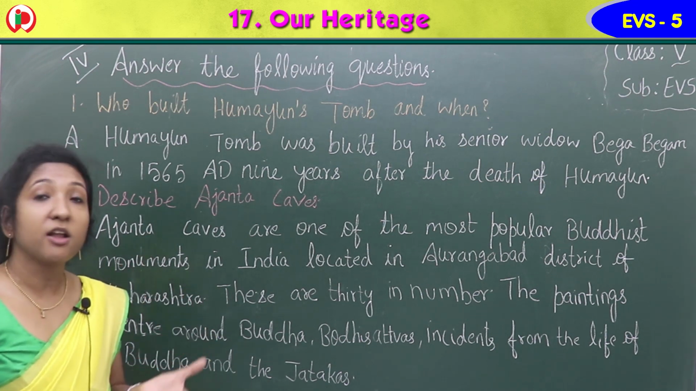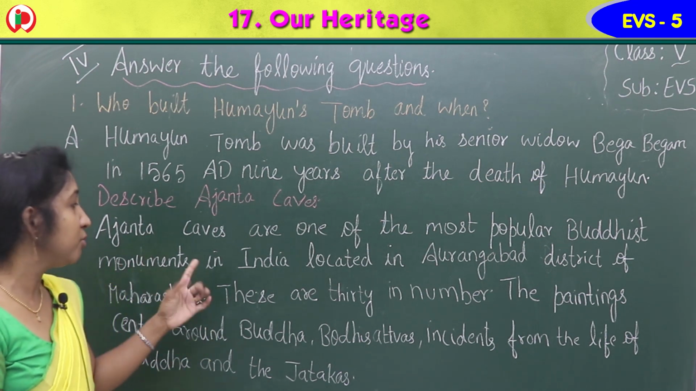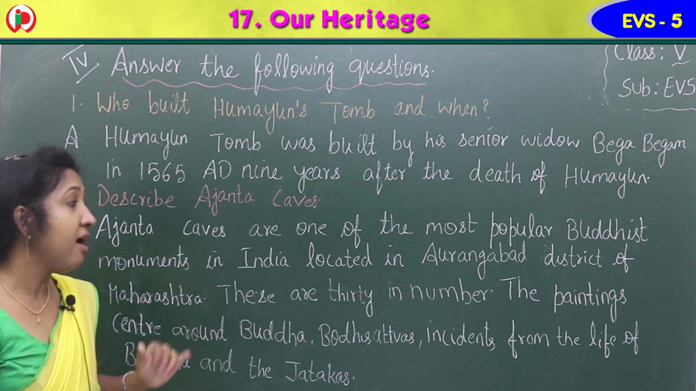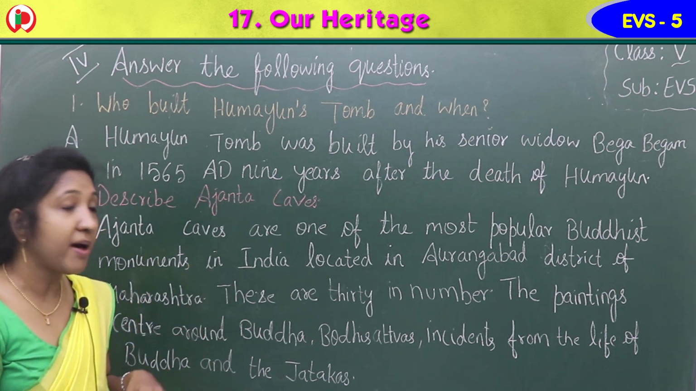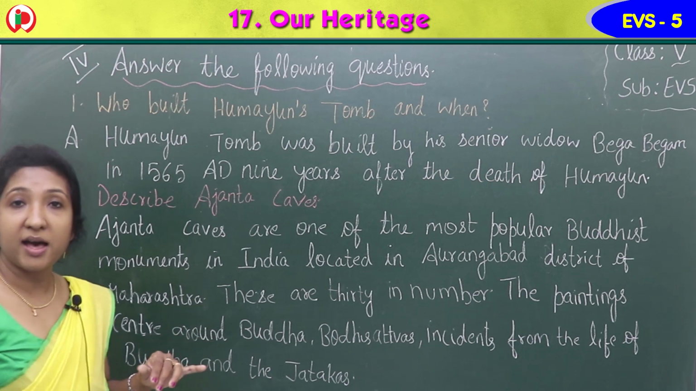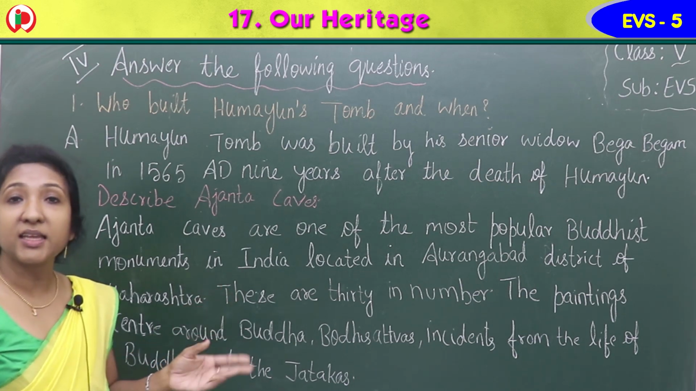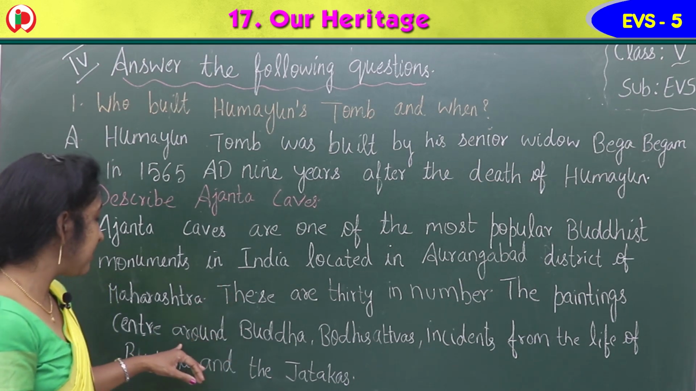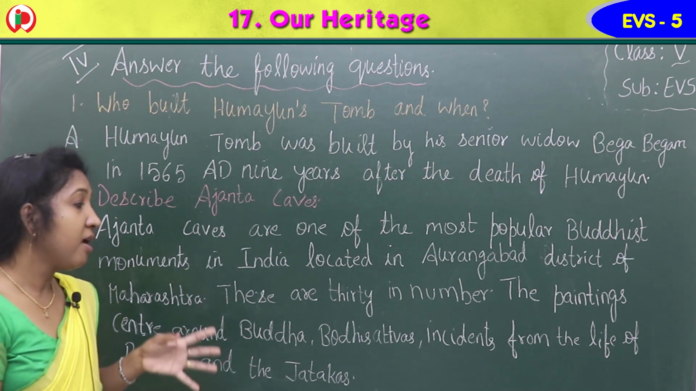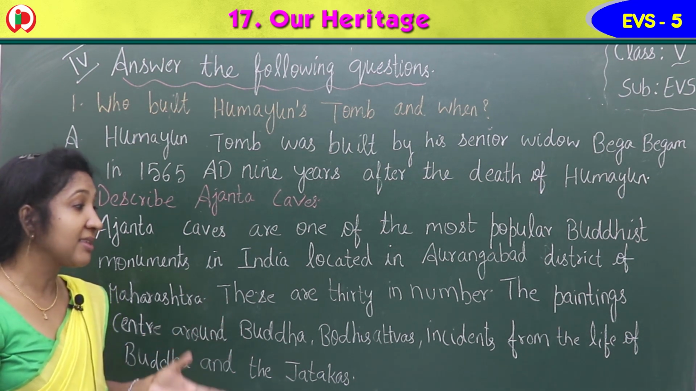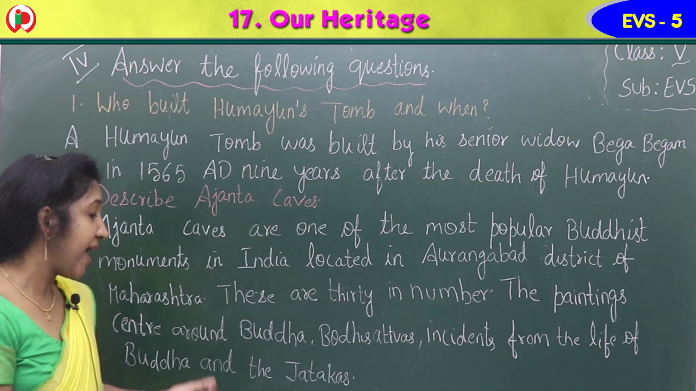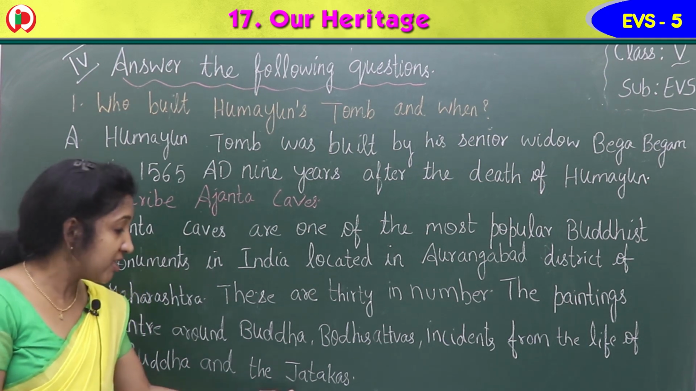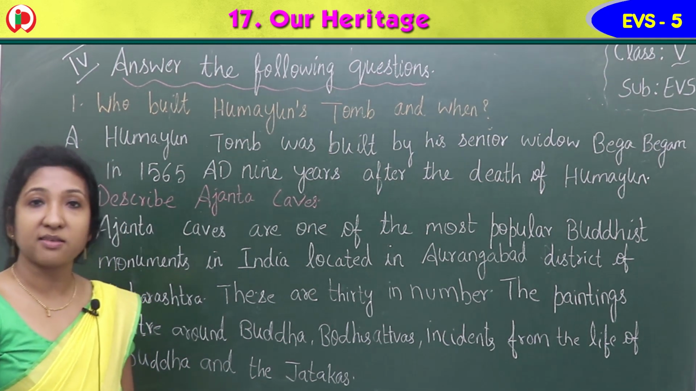Ajanta Caves are one of the most popular Buddhist monuments in India, located in Aurangabad district of Maharashtra. These are 30 in number. The paintings center around Buddha, Bodhisattvas, incidents from the life of Buddha and the Jatakas. Spelling of Jatakas. Okay.